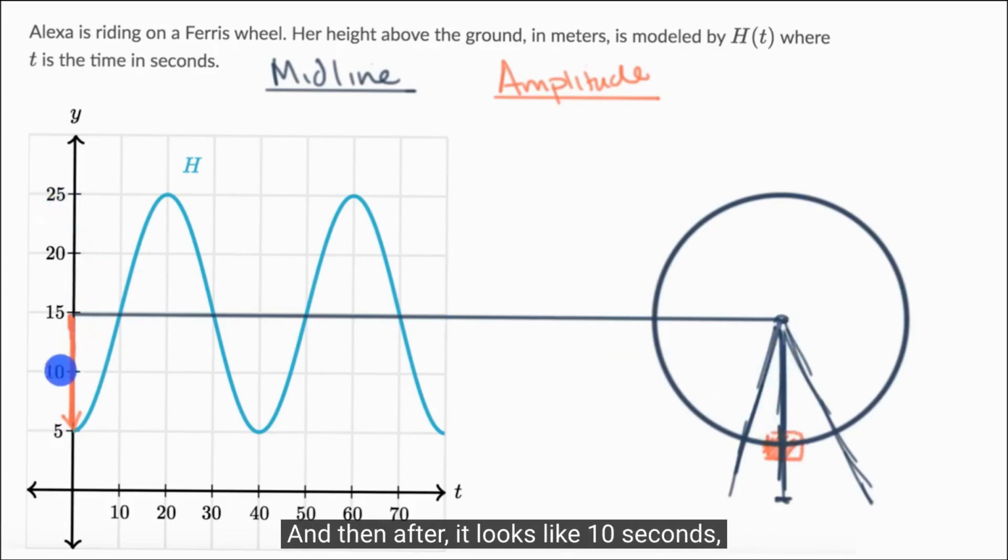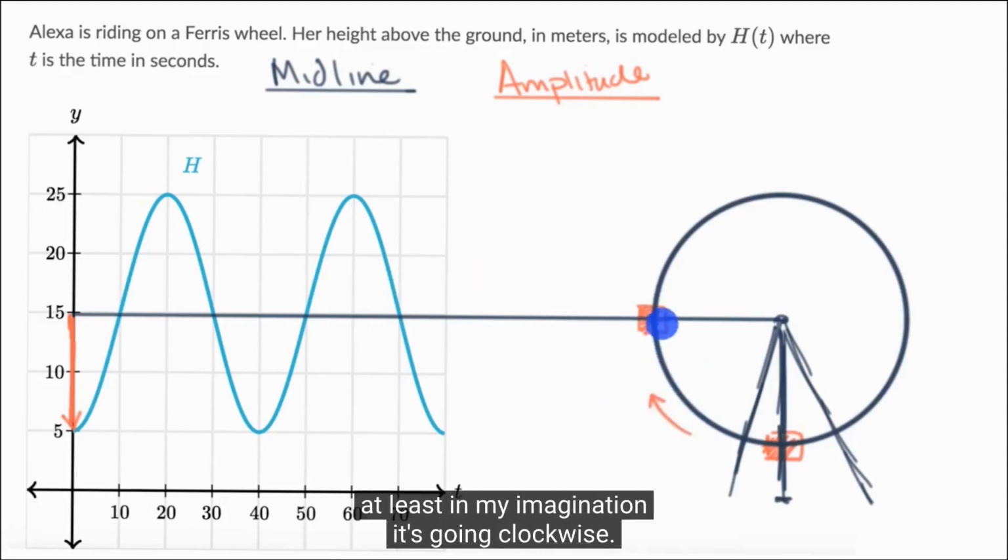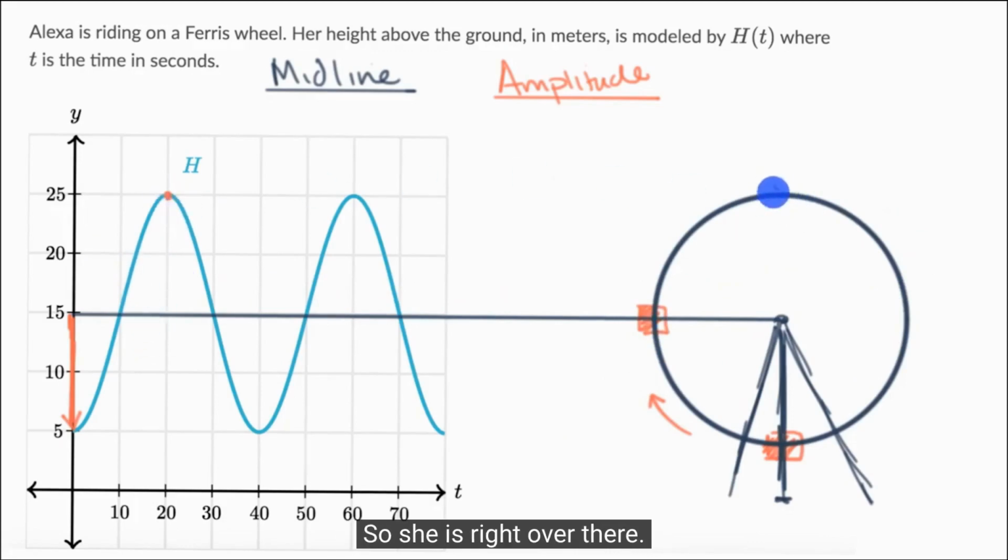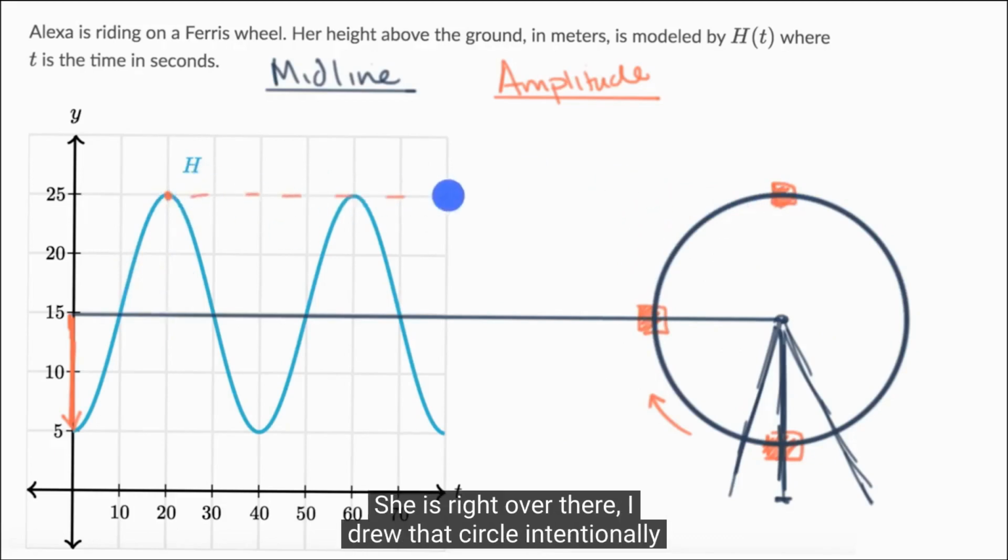And then after, it looks like, 10 seconds, she is right at the midline. So that means that she's right over here. Maybe the Ferris wheel is going this way, at least in my imagination, it's going clockwise. And then after another 10 seconds, she is at 25 meters. So she is right over there.